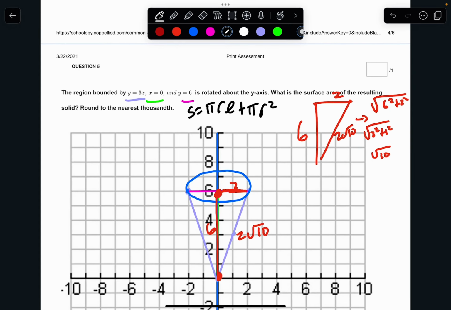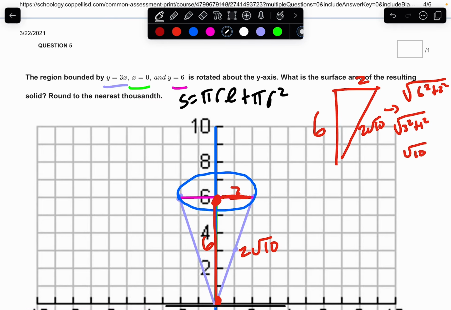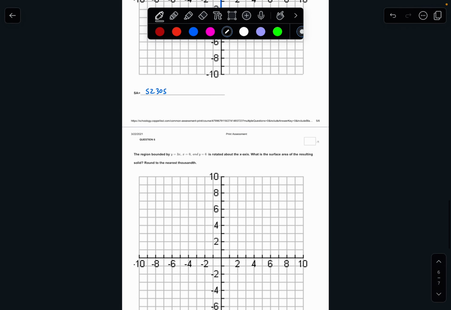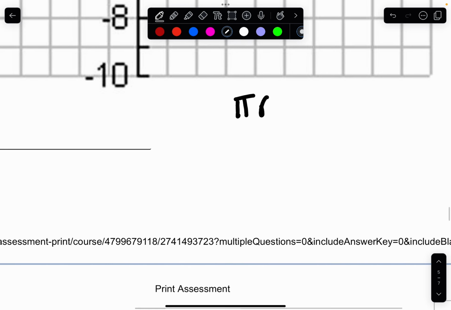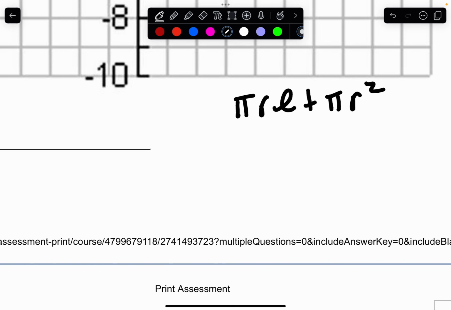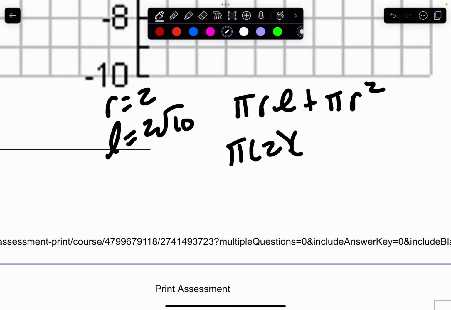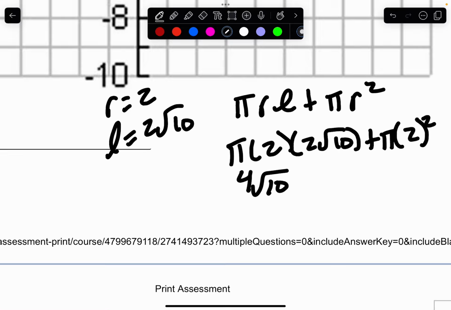So we plug in our numbers. The radius is 2. So that's pi times 2. The slant height is 2 root 10 plus, what am I doing? Let's go down here. It's pi RL plus pi R squared. R equals 2. Slant height equals 2 root 10. So it's pi times 2 root 10 plus pi times 2 squared. That's going to be 4 root 10. Don't forget a pi plus 4 pi.